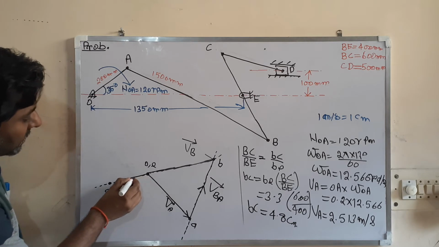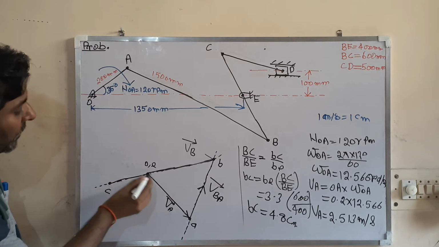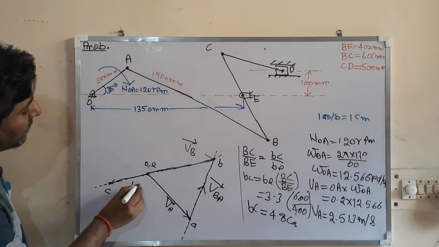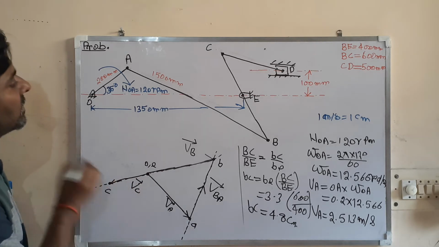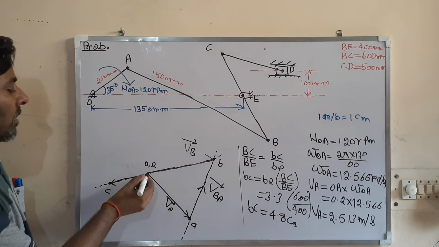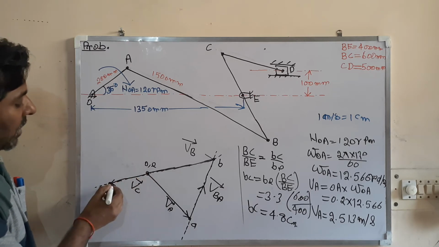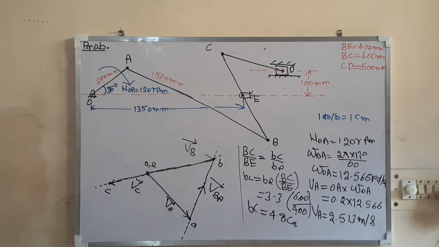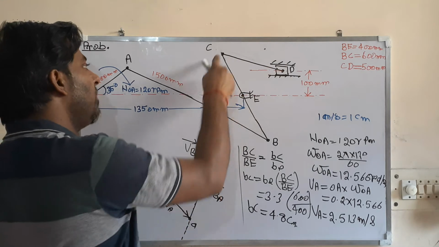So you join this line. So you have fixed the point C. So from here to here, this will be the absolute velocity of point C. From here to here, this is from the fixed point. So this is the absolute velocity of point C. Now I am going from C to the point D.